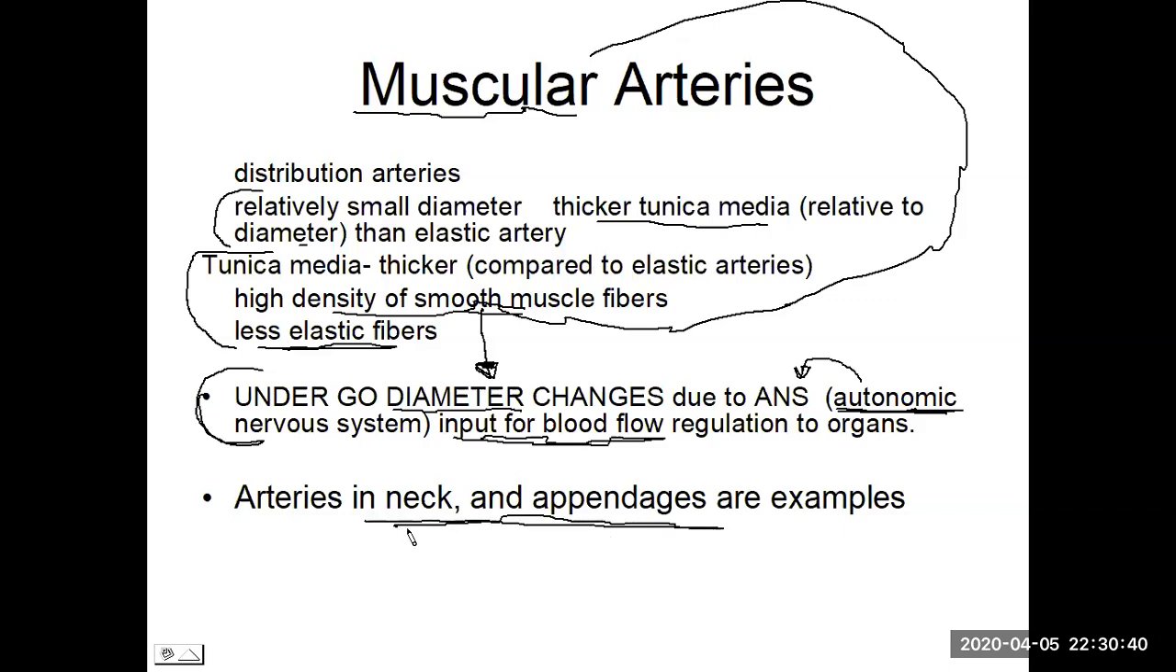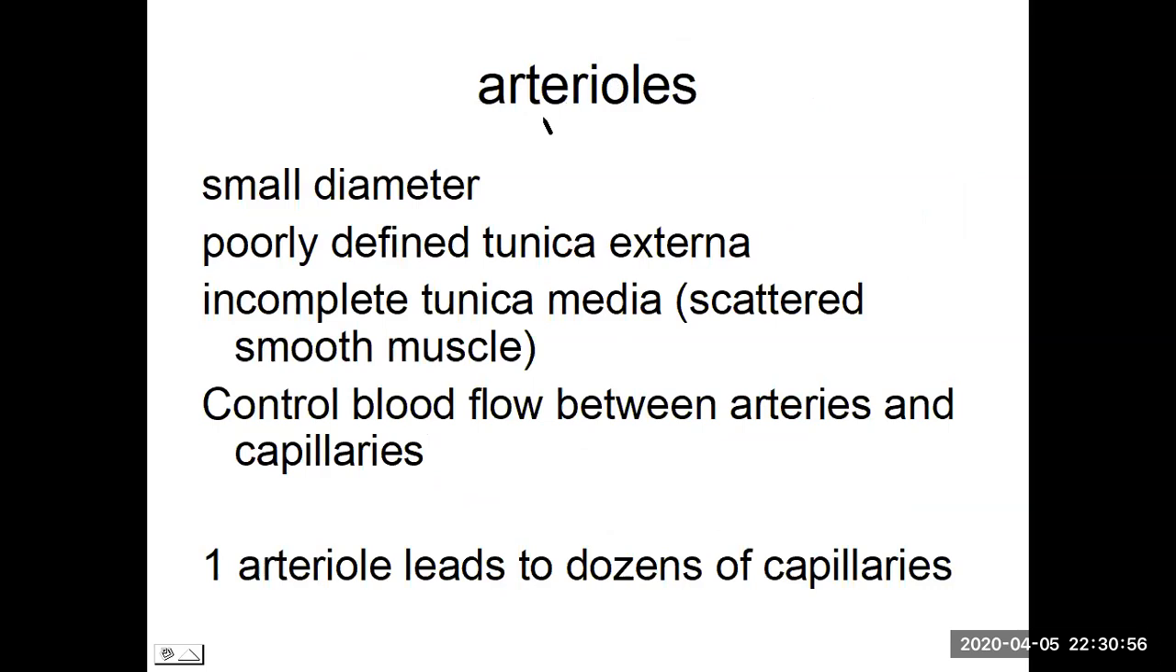Examples are moving up the neck and down the appendages. Those are examples of muscular arteries. So these first two categories have the 3 tunic layers. But now as we get closer to the capillaries, we have the arterioles, which just means small arteries. So again, a very small lumen, and now we don't quite have the 3 defined tunic layers. So here is the exception to the 3 tunic layers not always being the case.